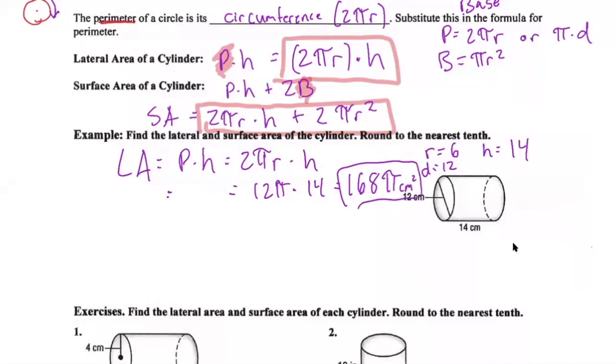Okay, so then surface area. You have that 168 pi. That's your lateral area. Here, I'll do this to make it easier for people. Perimeter times height plus 2 times the base area, which in this case is pi r squared.